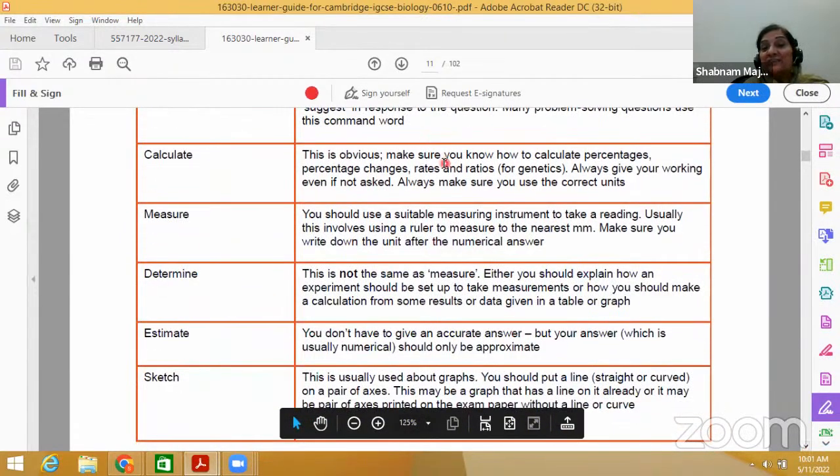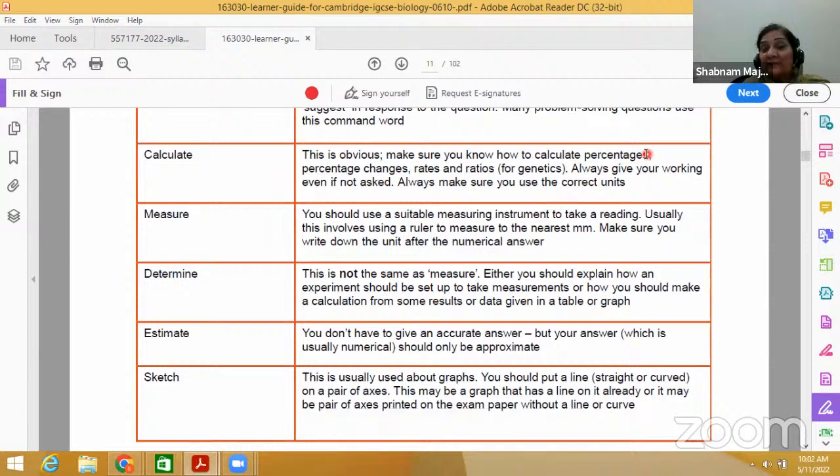Calculate. Basically, make sure you know how to calculate percentages. Very important. I have seen that kids are so confused. They have a phobia of doing the calculated answer. Suppose they ask you to calculate percentage increase in length of potato tubers, mass of potato tubers, percentage increase in some data and all that. So you should know to put the expression or formula. Percentage increase, you get the difference divided by the original into 100, or percentage change into 100. So percentage changes, rates, ratios for genetics, very important.